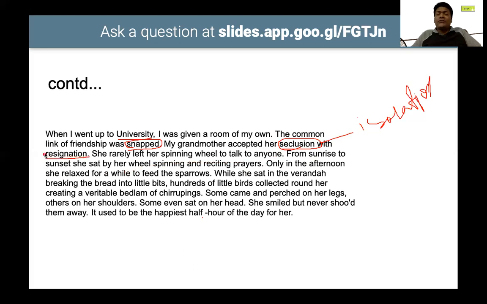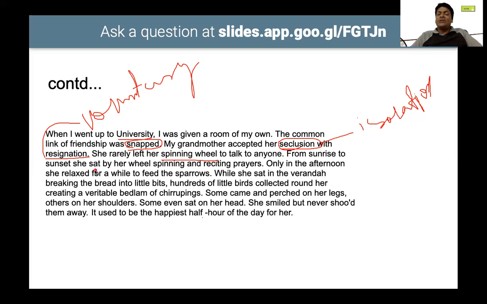With resignation means voluntary, right? स्वयं ही उन्होंने डिसाइड कर लिया कि वो अकेले ही रहेंगे. Voluntary, she decides that. Voluntary means अपने आप में ही सोच लेना. She rarely left her spinning wheel. We know that the spinning wheel is an object used to make cloth. She rarely left her spinning wheel, meaning every time she is busy with it, not talking to anyone, from sunrise to sunset.